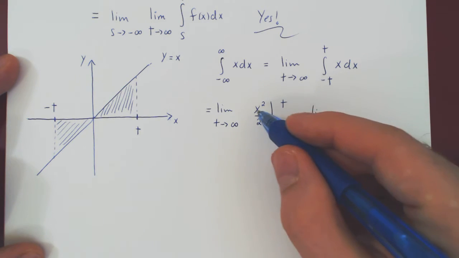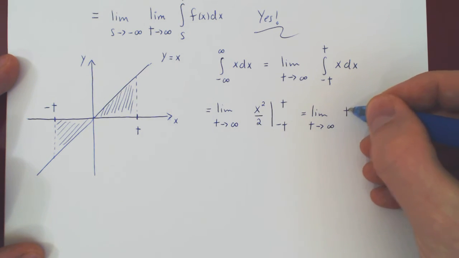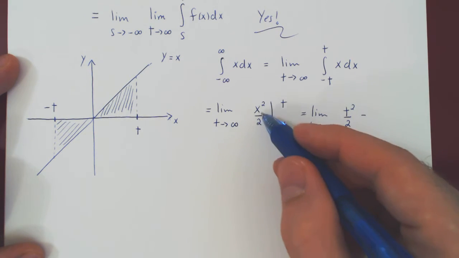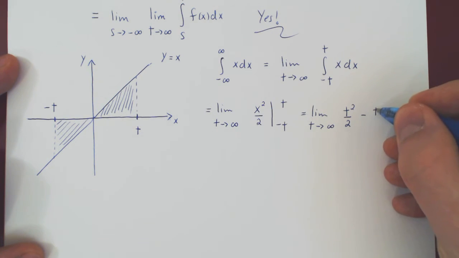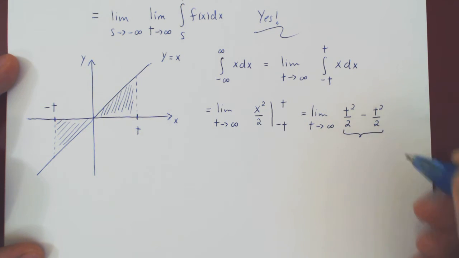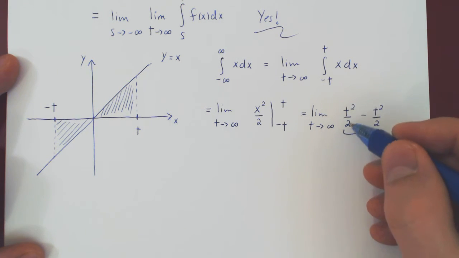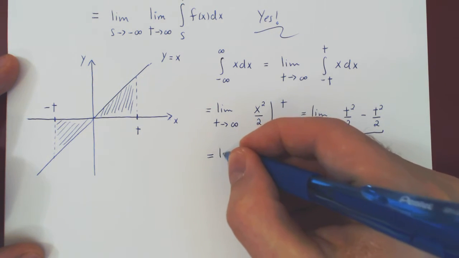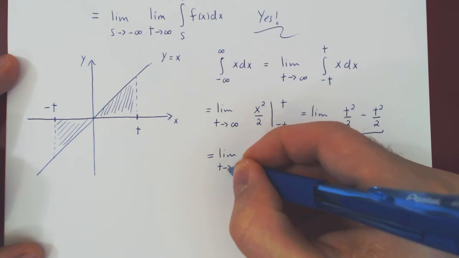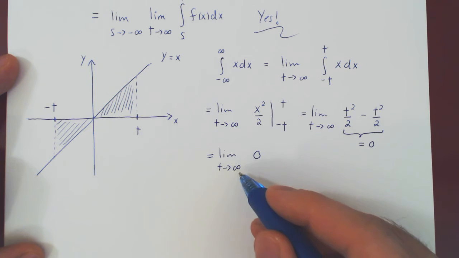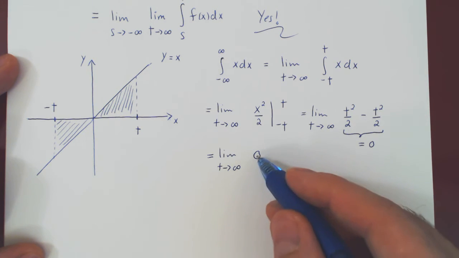We evaluate at t, so we get t squared over 2, minus, we evaluate at negative t, but negative t all squared is positive t squared over 2. And so you see, for any choice of t, no matter how large, t squared over 2 minus itself is equal to 0. And so now we have a trivial limit. We are asking, what happens to 0 as t approaches positive infinity? The answer is, of course, 0.